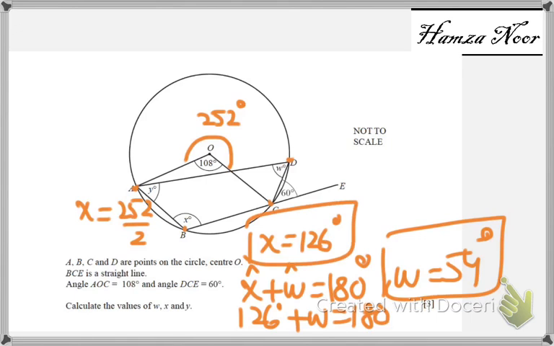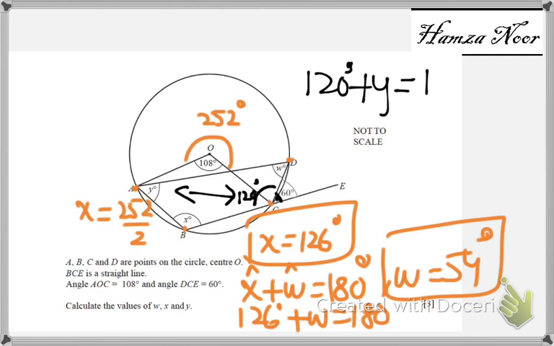Okay, now let's take a look at the value of Y. Since this angle is 60 degrees, this angle will be equal to 180 minus 60, which is 120, because it is a straight line. Applying the same rule for the cyclic quadrilateral, 120 plus Y will be equal to 180, because the opposite angles in a cyclic quadrilateral are supplementary. So 120 plus Y is equal to 180, and therefore Y is equal to 60 degrees.